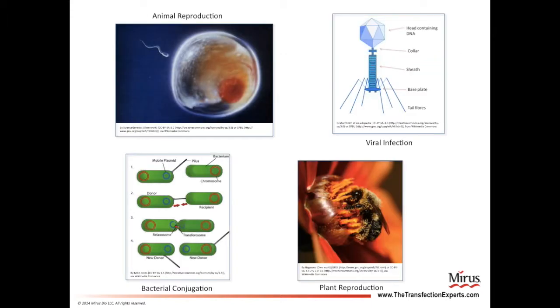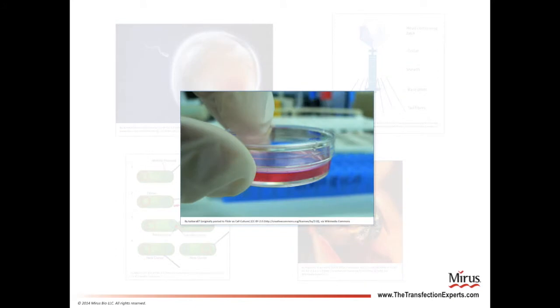Transfection is the process of transferring nucleic acids into cells. Examples of naturally occurring nucleic acid transfer include the fusion of gametes in animal reproduction, infection of cells by viruses, the movement of DNA molecules called plasmids from one bacterial cell to another through a process called conjugation, as well as plant reproduction. In contrast to these naturally occurring processes, transfections are performed by scientists to deliver DNA to cells growing in the laboratory. But the technology used to deliver DNA draws on inspiration from other areas of biology.